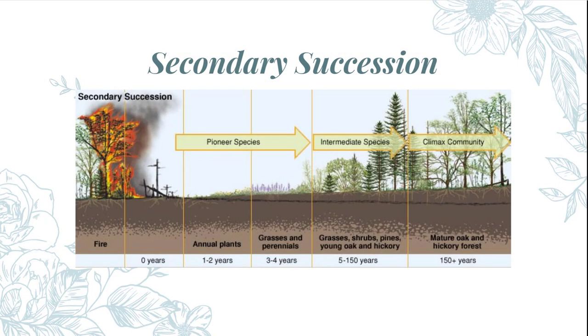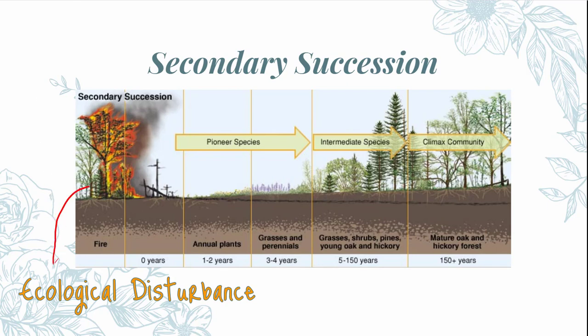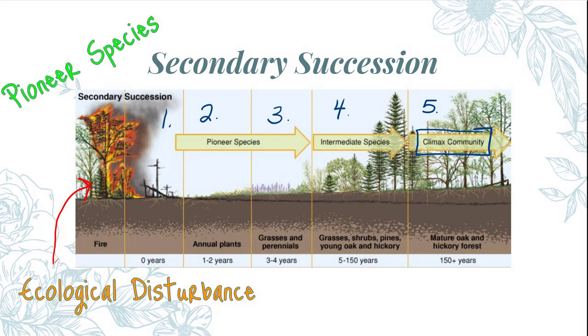Secondary succession starts with some sort of ecological disturbance. An ecological disturbance is some sort of event that's going to wipe out things that are living in the ecosystem. In this case, we're talking about a fire. After that ecological disturbance, there's a series of steps where each step has a different set of plants growing in that ecosystem. Like in primary succession, the end result is the climax community, and the pioneer species are the first species that come in and start growing after the ecological disturbance.